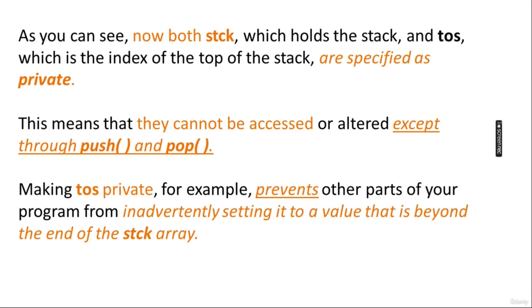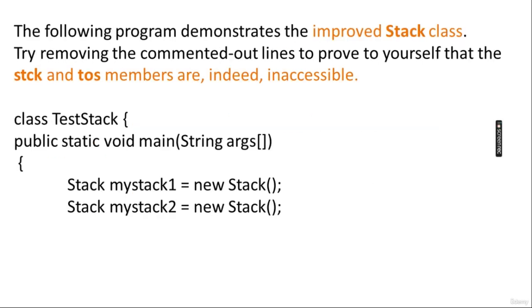Making top of stack private, for example, prevents other parts of your program from inadvertently setting it to a value that is beyond the end of the stack array. For example, it means that when you make top of stack private, other parts of your program cannot alter the value of top of stack to a value that is beyond the limit of the stack array. So it cannot make the stack underflow or overflow. Both cases are allowed only through the push and pop functions. The following program demonstrates the improved stack class.